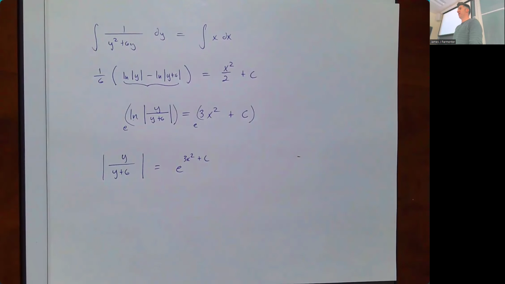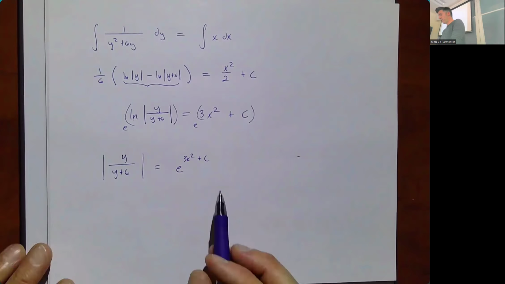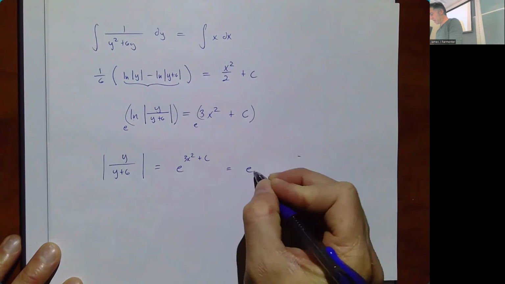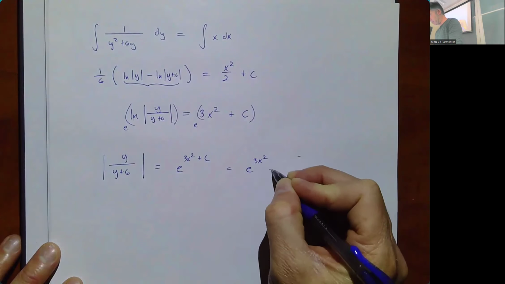Okay, a few things happen here. And this is actually kind of important because here's what I really want to tell you. You can almost always ignore these absolute values. Here, watch. So I'm going to rewrite the right-hand side. e to the 3x squared plus c is e to the 3x squared times e to the c.